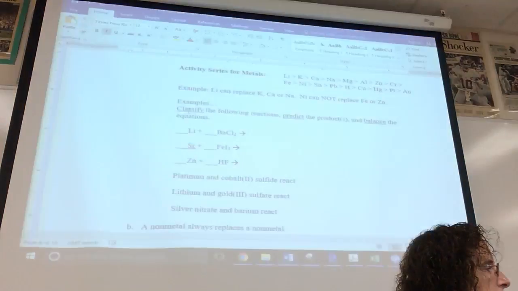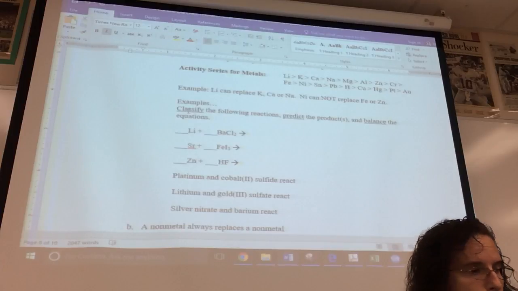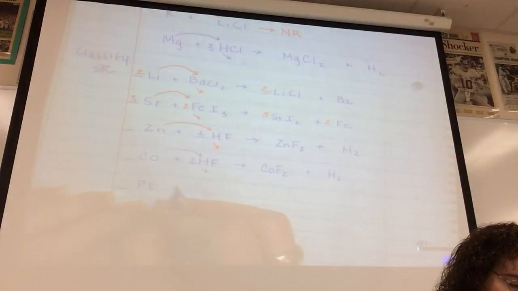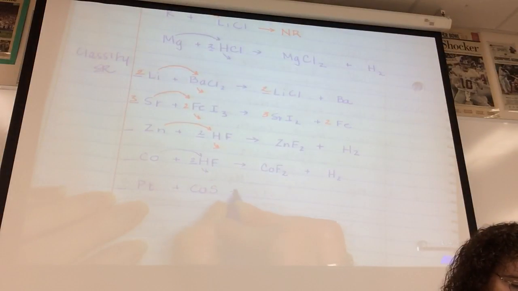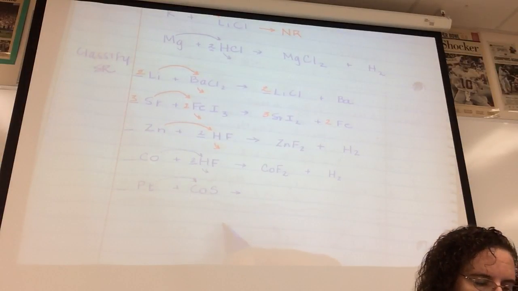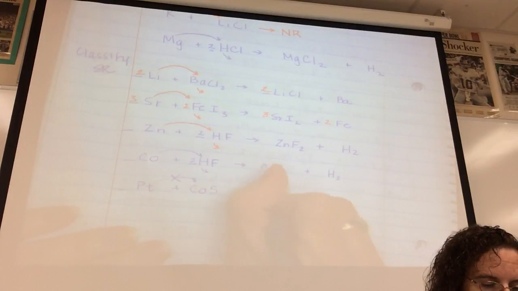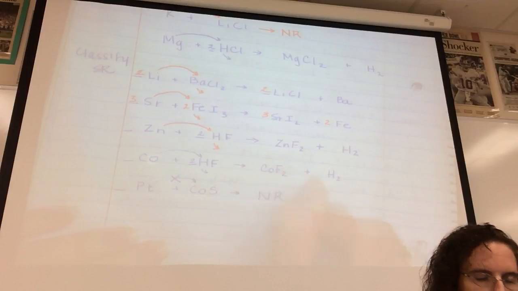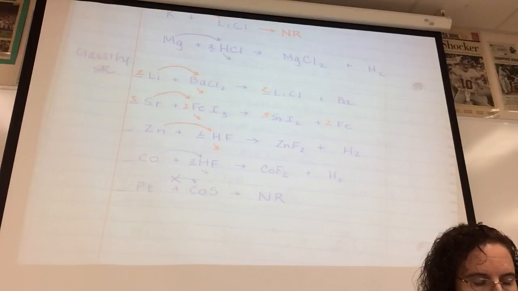If I flip screens for a minute, in your notes platinum's written out. Now platinum's an element on the periodic table, no subscript, no superscript. Don't do silly things there. And it's going to react with cobalt 2 sulfide. Can platinum displace cobalt? No. So we write NR, which stands for no reaction. That reaction doesn't occur. You wouldn't observe anything.